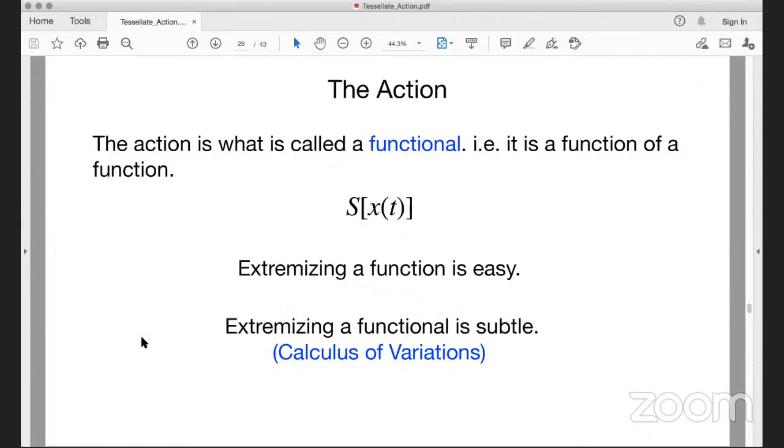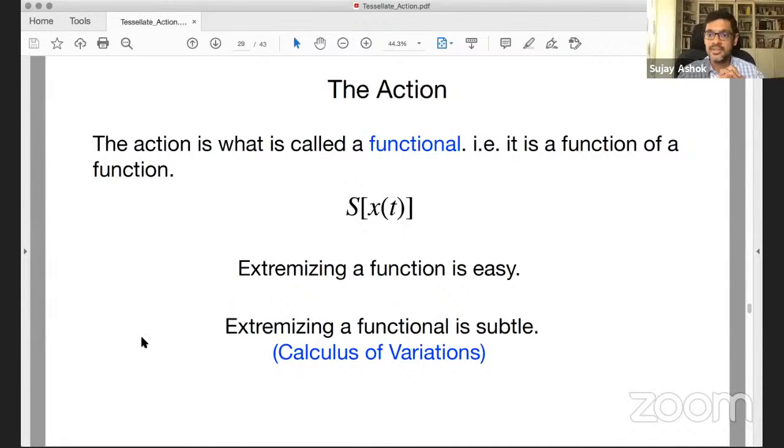Since it uses kinetic energy and potential energy, is it somehow related to Lagrangian mechanics? Of course. Yes, it is.